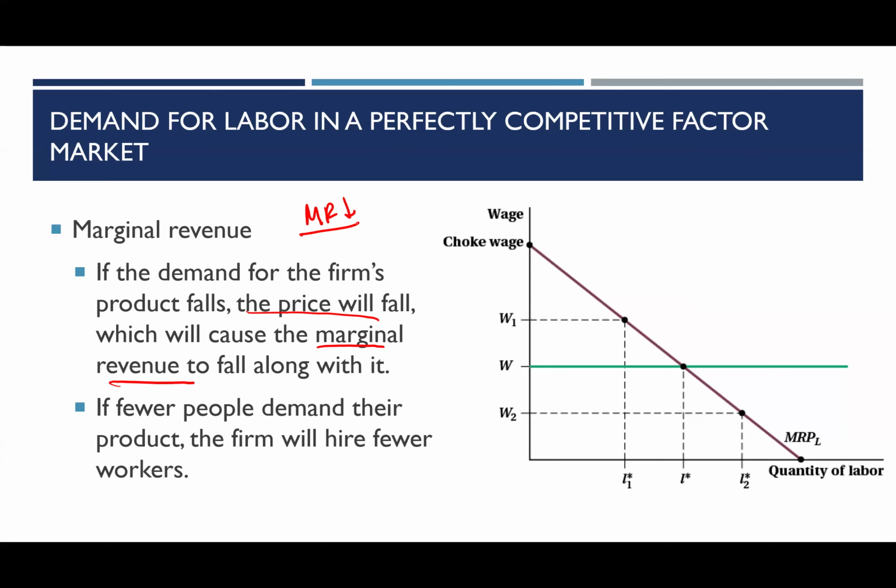So if we show graphically that fall in the marginal revenue, we're going to shift our marginal revenue product curve back to the left. That's going to give us a reduction in the quantity of labor hired. Okay.